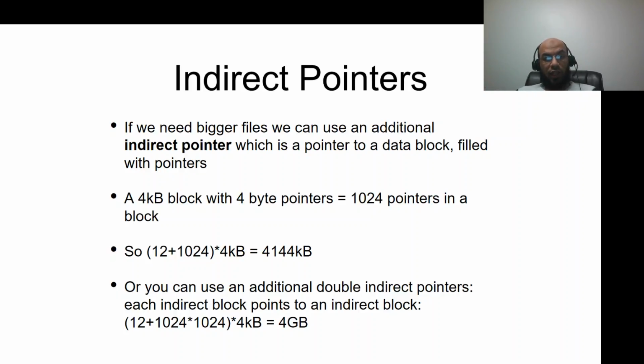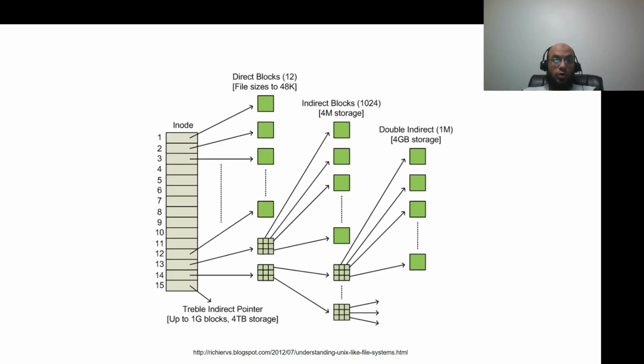You can use additional double indirect pointers, where each indirect block points to an indirect block. So you can have 12 multiplied by 1024 multiplied by 1024 multiplied by 4 kilobytes. 12 plus is correct, but 12 multiplied by 1024 multiplied by 1024 is the maximum that you can reach, which would give you something like 12 multiplied by 48 gigabyte files. Which is huge now. So you went from 48 kilobyte files to 48 gigabyte files, and this is how your system will look.